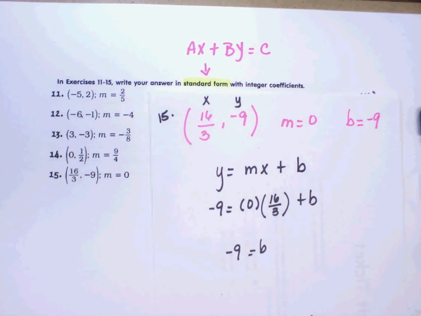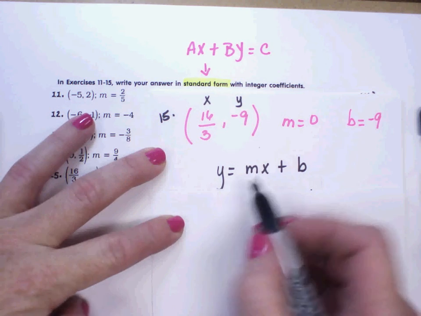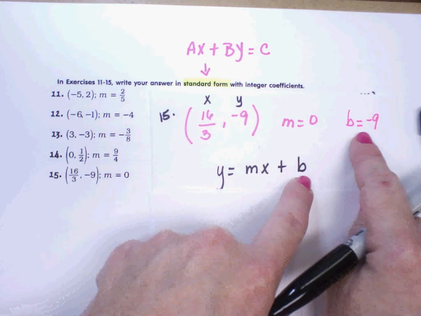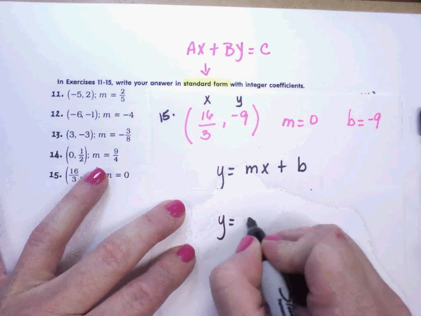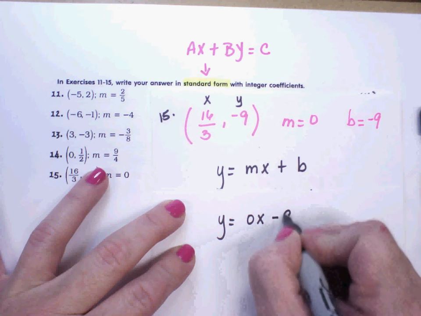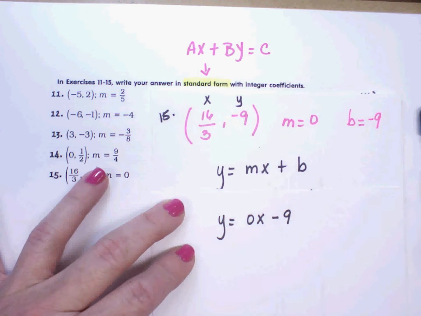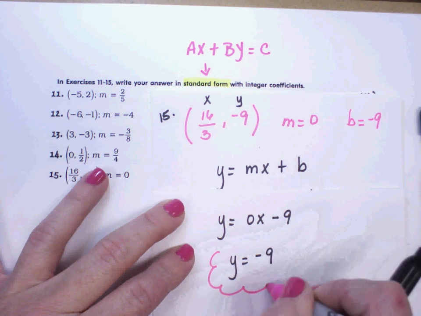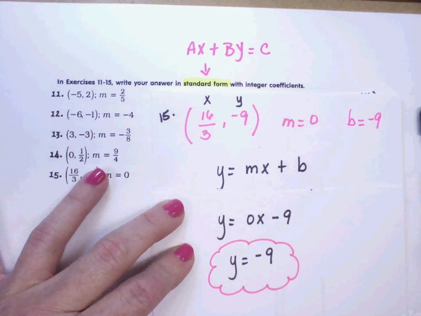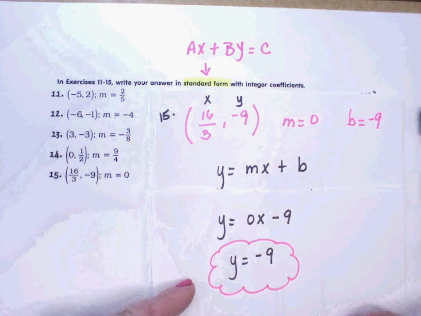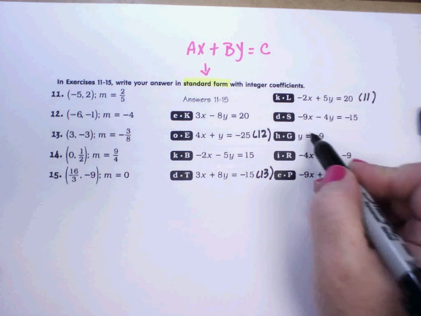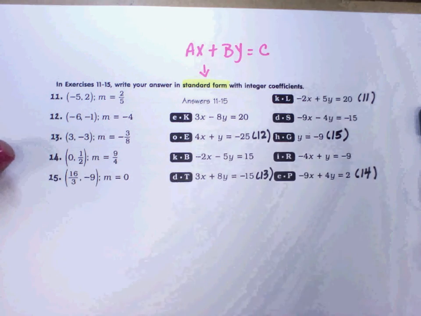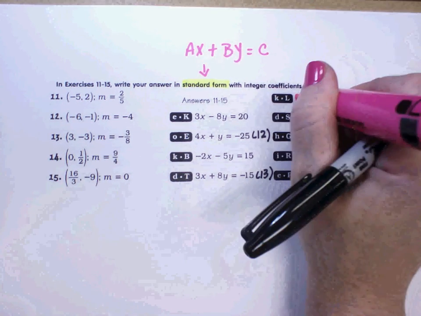Now to come up with the equation, go back to my original equation, which is y equals mx plus b, but this time substitute the slope and the y-intercept. So y equals 0x minus 9. Now 0x, I can trash it because I don't have any. So my equation is y equals negative 9. And there it is, 15. All right, so my correct answers were KL, or that one.